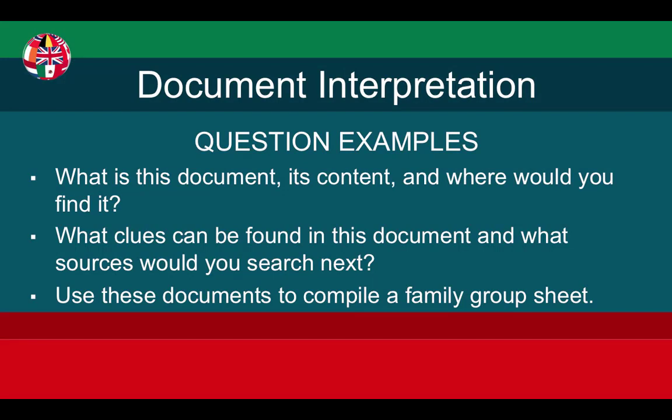All right, so document interpretation, question examples. This is maybe the way some of these questions will be worded. So these are just basic examples. So what is this document, its content, and where would you find it? What clues can be found in this document, and what sources would you search next? And then use these documents to compile a family group sheet.